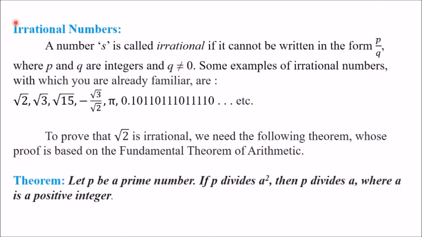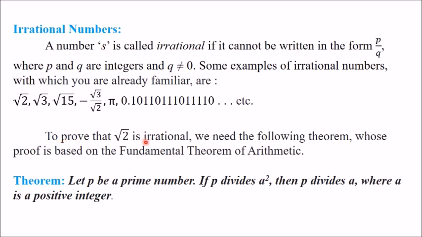So now we'll discuss irrational numbers. We know a number s is called irrational if it cannot be written in the form p by q, where p and q are integers and q is not equal to 0. Some examples of irrational numbers with which we are already familiar are root 2, root 3, root 15, minus root 3 by root 2, pi, 0.10110111, etc.